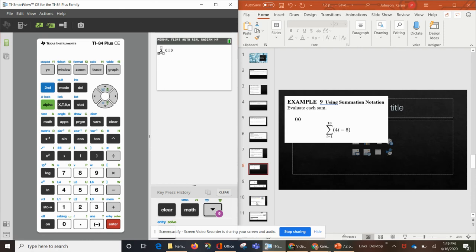The only thing you're going to need to do is make sure that any i or k or t or whatever letter they're using, we have to use x. And remember, it's the variable x. So we're using the X,T,theta,n key next to the alpha. So I have x, and this is starting at 1 on the bottom. And then at the top, we have 10. And then we fill in our rule. Remember, instead of 4i, it's 4x minus 8. I'll hit my arrow key to get out of that and enter. And we have 140.